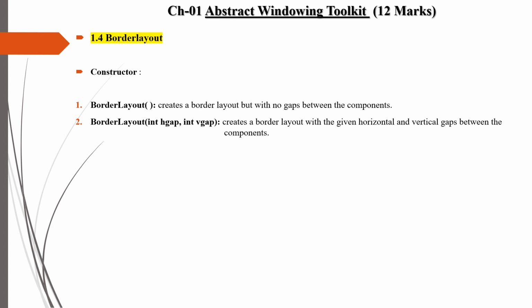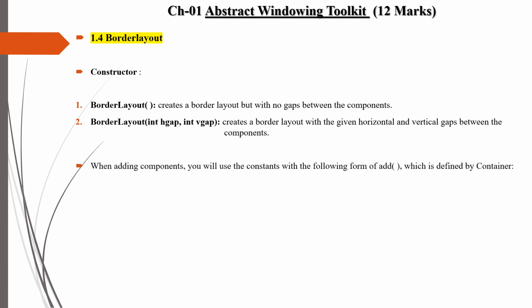Next we see the constructors of BorderLayout. The first constructor is the default constructor, which does not have any parameter, and creates a border layout with no gap between the components. The second constructor is BorderLayout, which has two parameters, hgap and vgap, that is horizontal gap and vertical gap, which creates the border layout with the given horizontal and vertical gap between the components.